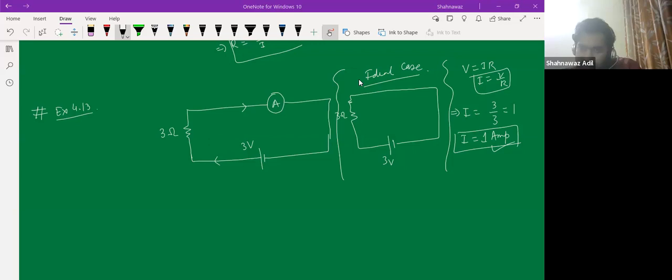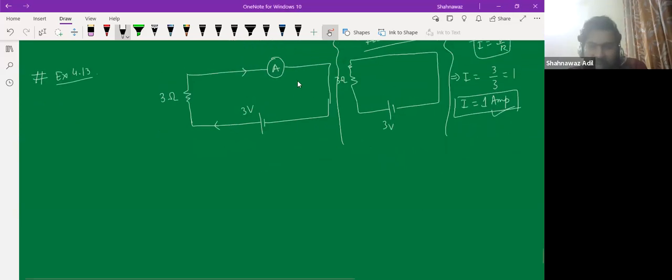Yeah, so what I was saying is that the ideal scenario is that it should be showing 1 ampere, because the resistance is 3 ohm and this is 3 volt. So the reading that we should be getting in the device should be 1 ampere. But let's say that we are connecting directly.